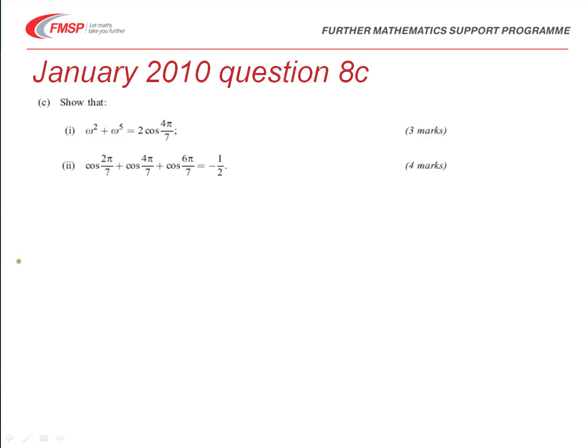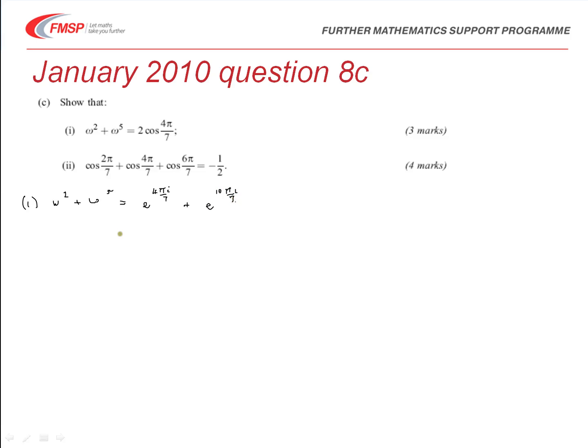Now on to part C. Now in part C we're asked to show what's true about w squared plus w to the 5th. Well, what is true? Well, we know that w squared and w to the 5th must equal, well, w squared is the root that we had, which is e to the 2 pi i over 7 squared, so that becomes e to the 4 pi i over 7. And w to the 5th is similarly e to the 2 pi i over 7 to the power of 5, so that becomes e to the 10 pi i over 7.